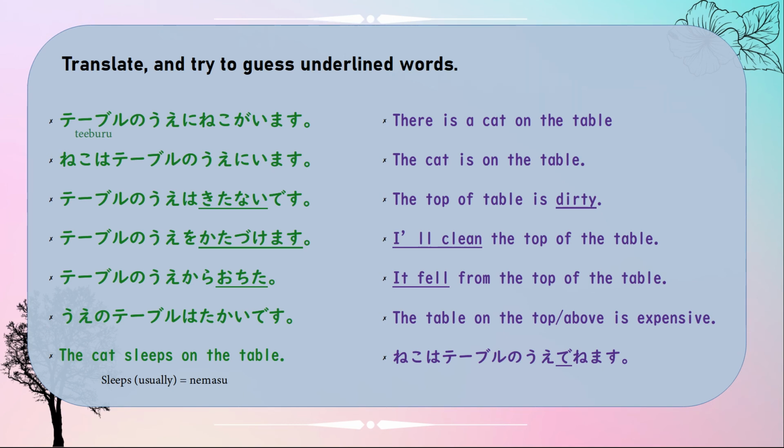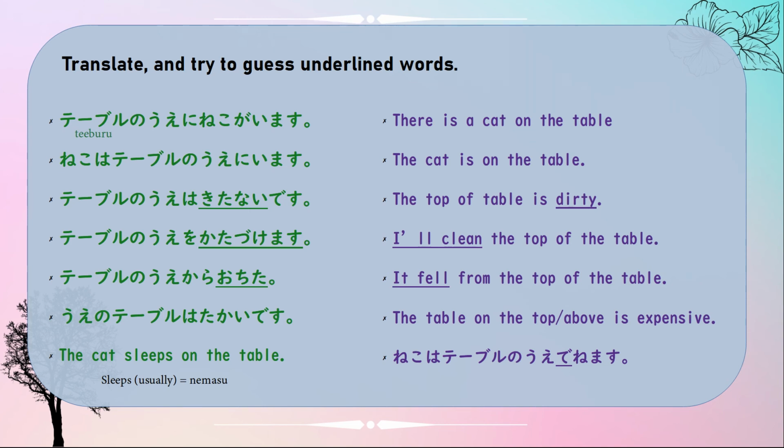So, teiburu no ue can be an object, it can be a theme, it can be a place, it can be everything. So, teiburu no ue ni neko ga imasu and neko wa teiburu no ue ni imasu are two sentences that, if you don't get it, it's not very important. It's the difference between wa and ga, but we'll see together. It's not so important, don't worry. The important part is teiburu no ue wa kitanai desu.